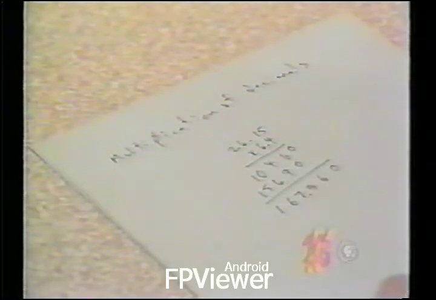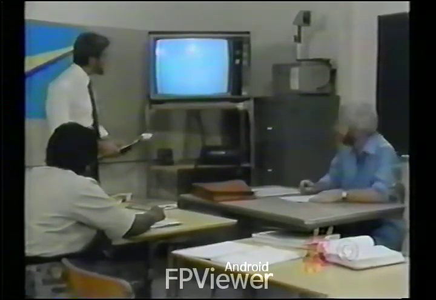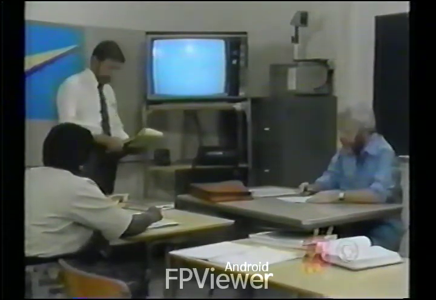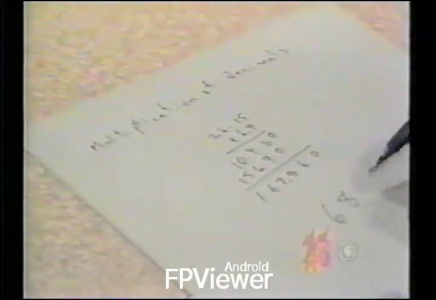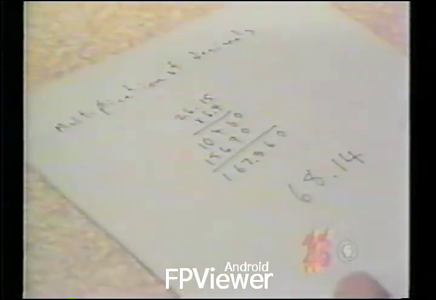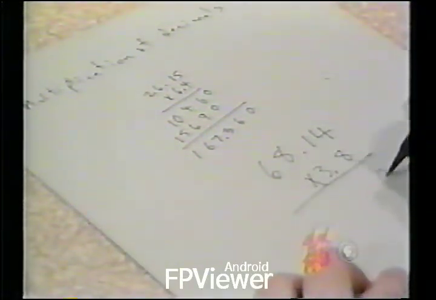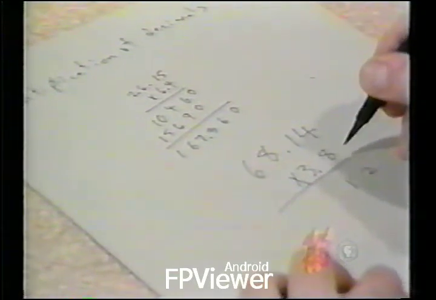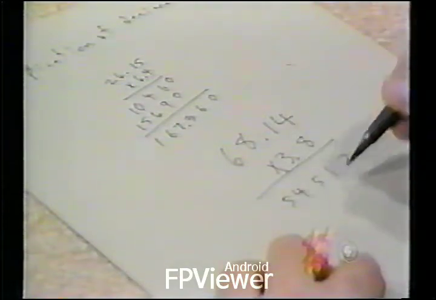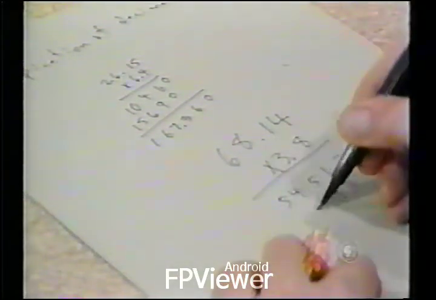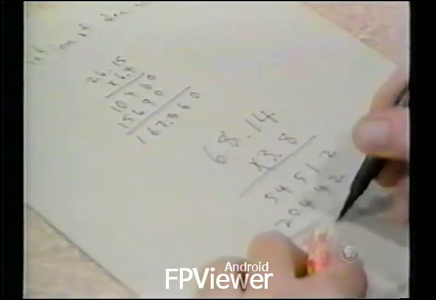Good. All right, good. Okay, on this next problem, Bill, write the numerals just a little bit larger. I think they'll be easier to see on the screen. Okay. You ready? All right. 68 and 1400 times 3 and 8 tenths. Good. Now this time, make sure that we understand how you know where to put the decimal point in the answer.